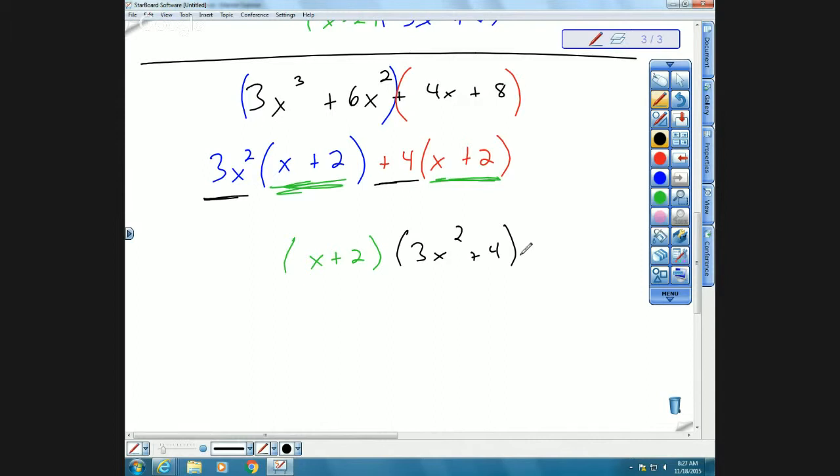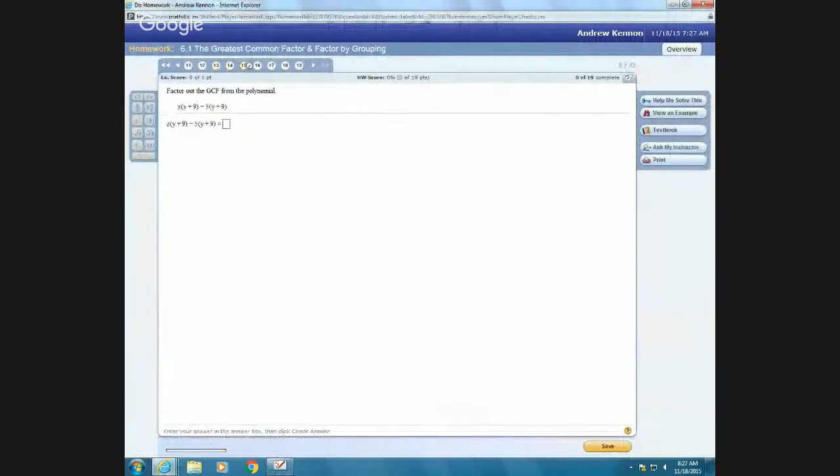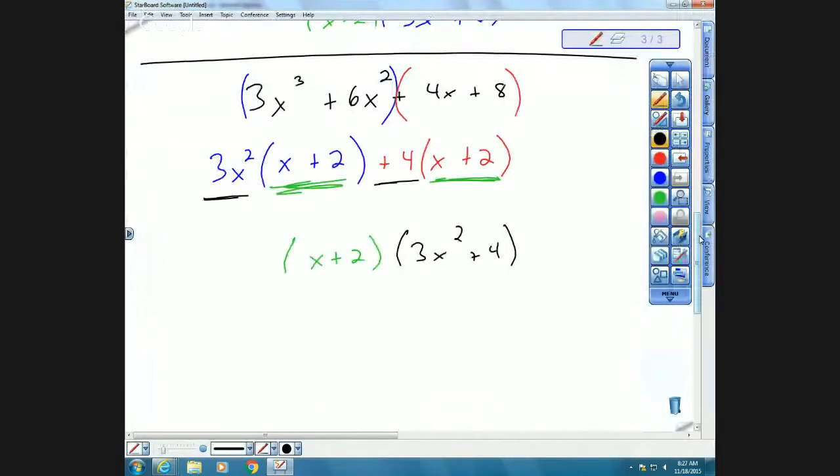Factor by grouping: you group them together, you find the GCF of each one, and then you put it all together at the end. Let me go get another problem here. 2x plus 12, xy plus 6y.